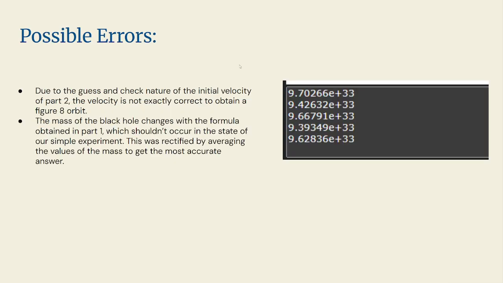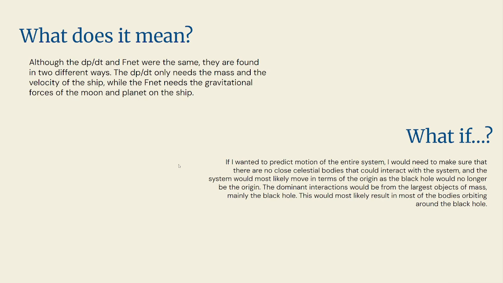There are some possible errors in the lab. For part 2, due to the guess and check nature of the initial velocity, like I said before, the velocity is not exactly correct to obtain a figure 8 orbit. Just on the right, this is from 5 different delta t's, and it ranges all the way from like 9.7 to 9.4, which is quite a range for mass. Also, the mass of the black hole changes with the formula obtained. Sorry, that was this part. And then due to the guess and check nature of the initial velocity for part 2, there's a wider range of successful values without crashing into the planet or the star.